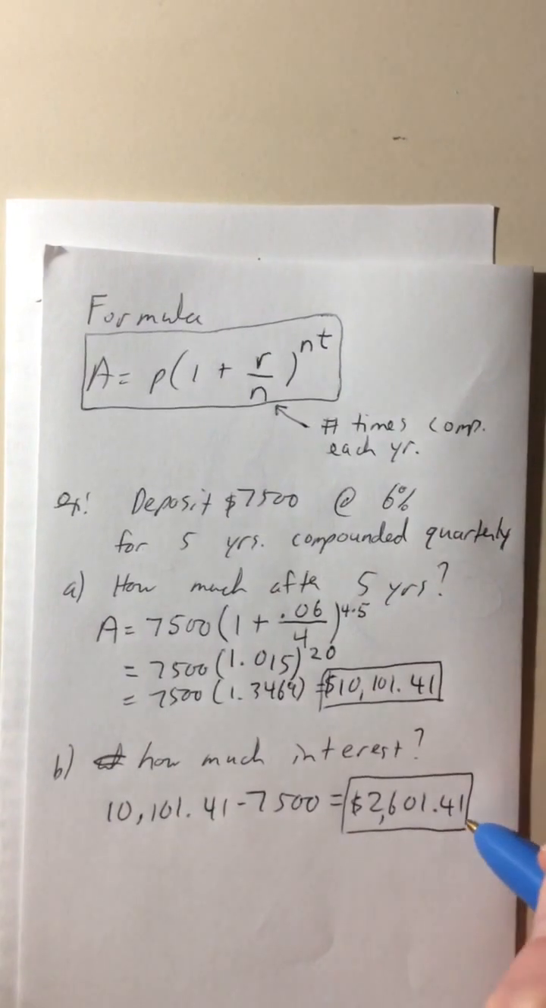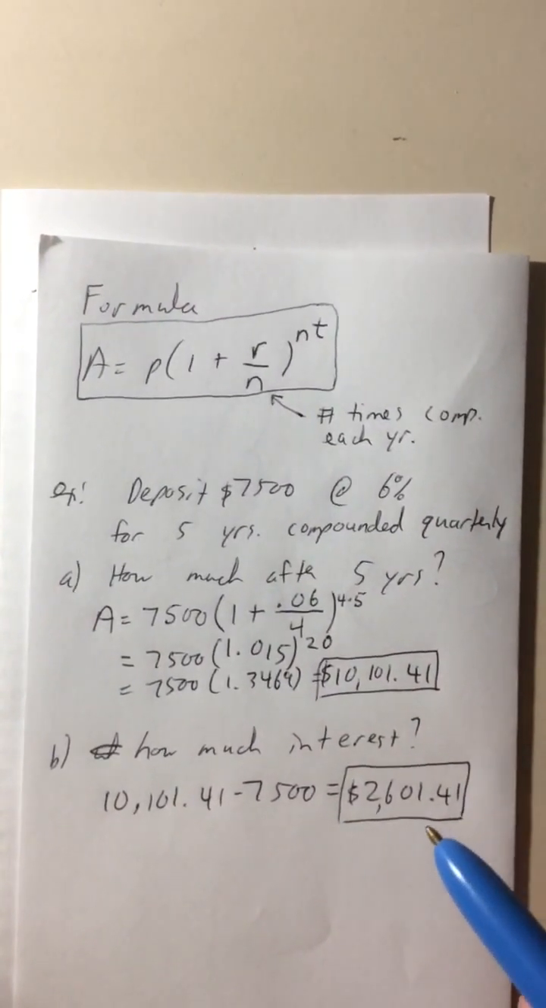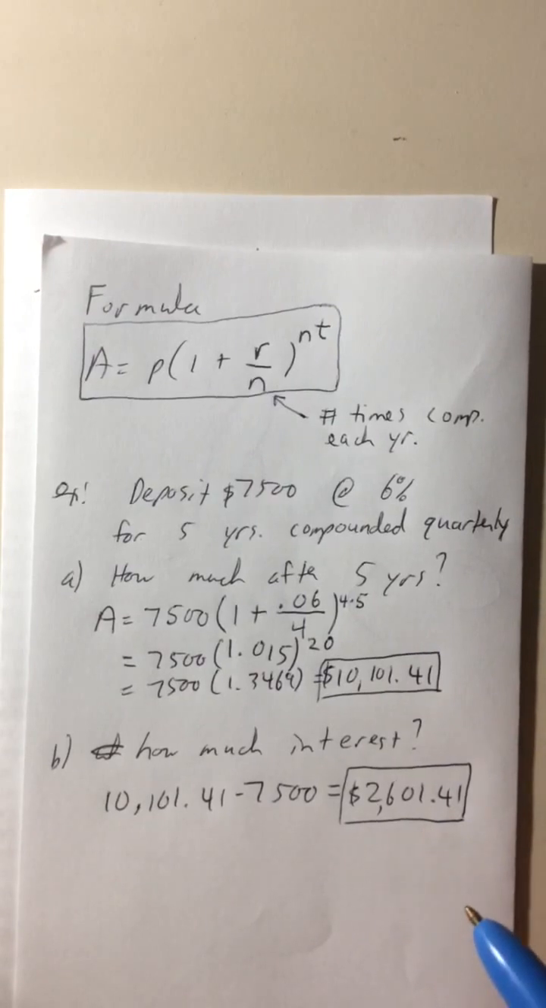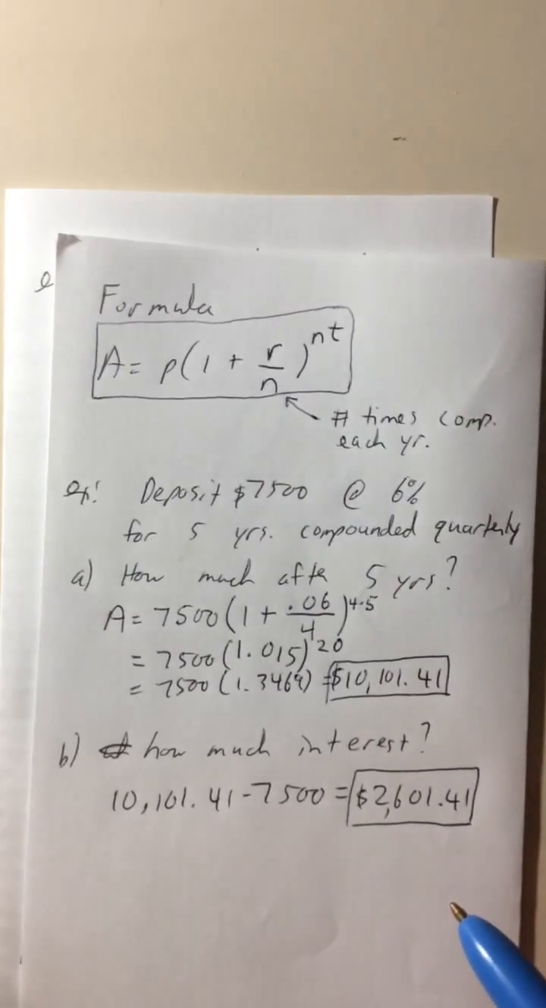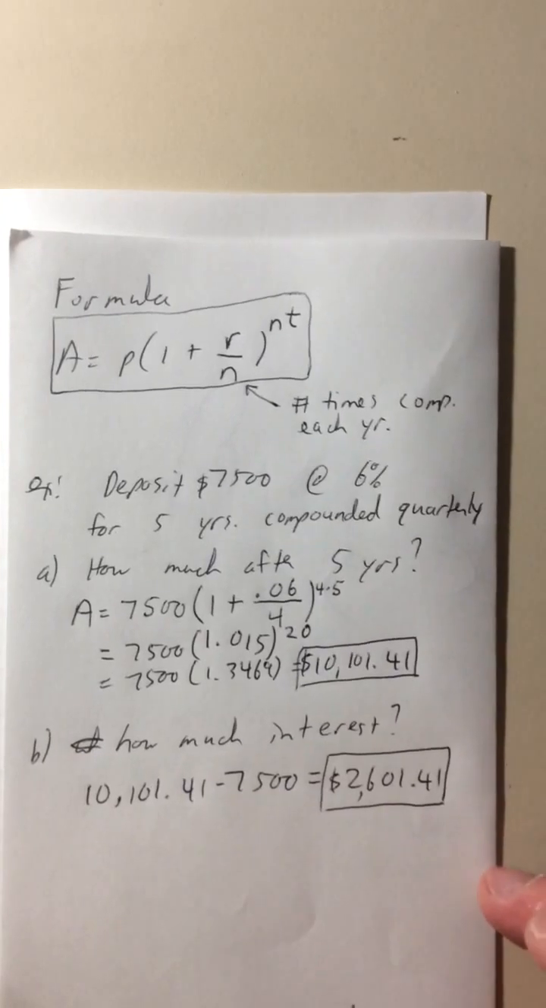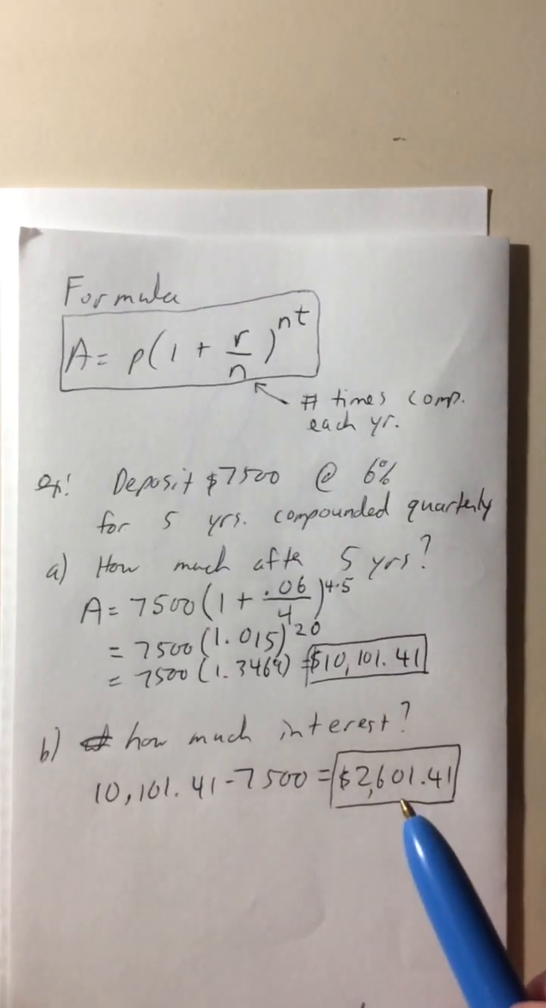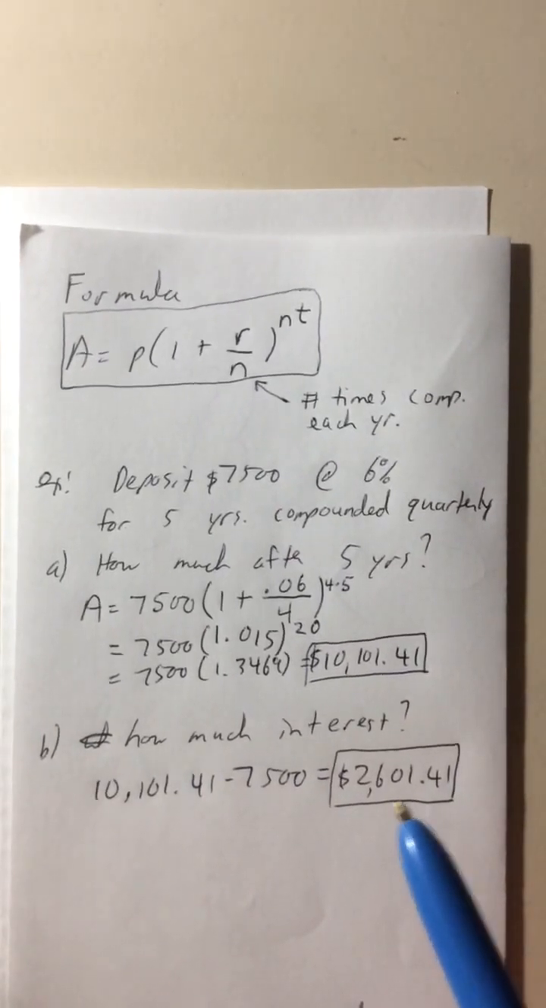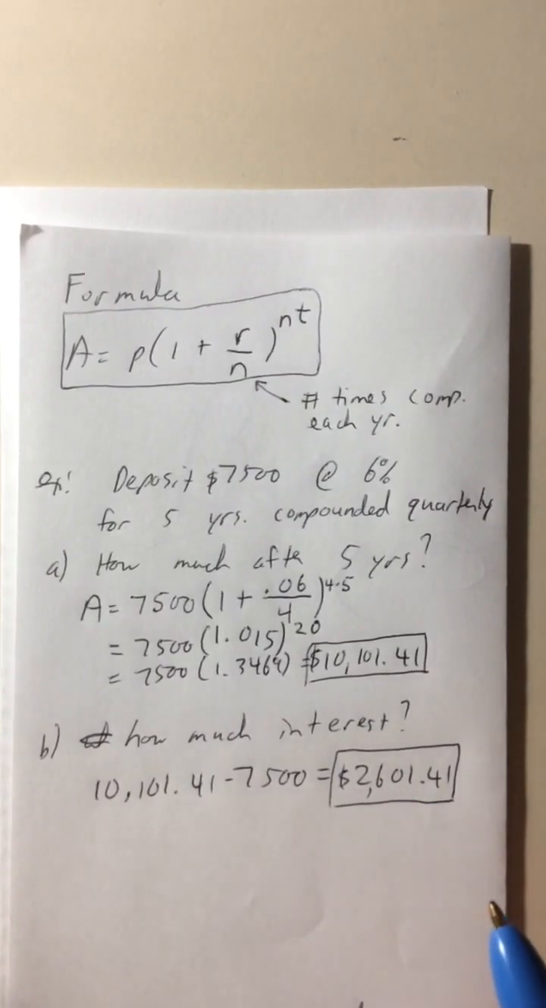So in 5 years, we just put the money in this account, and the account did all the work, and we just chilled, and we made $2,601.41 just waiting around for 5 years. So it's a pretty good idea. And when we talk about investing for retirement, you're going to see how important it is to invest early.